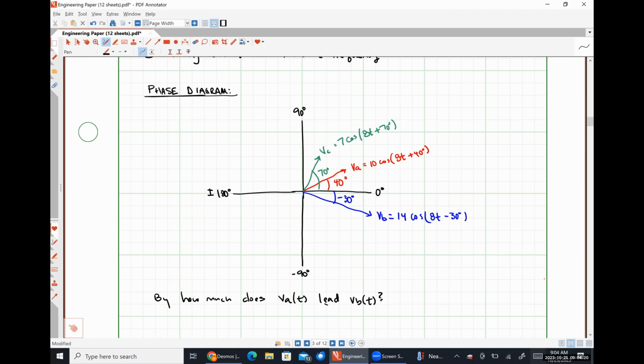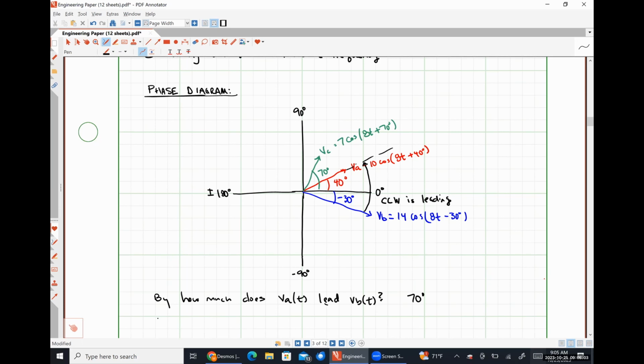So what I would do is start measuring from VB of t. And because I'm looking for leading, I need to go in the counterclockwise direction until I hit VA of t. So this looks like 30 degrees plus 40 degrees. Counterclockwise is for leading.